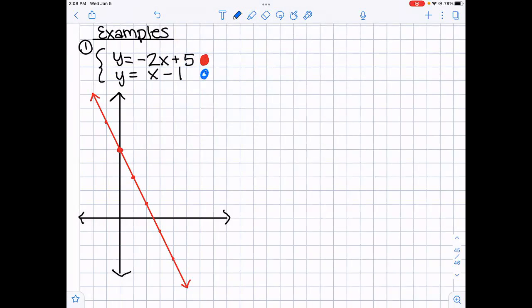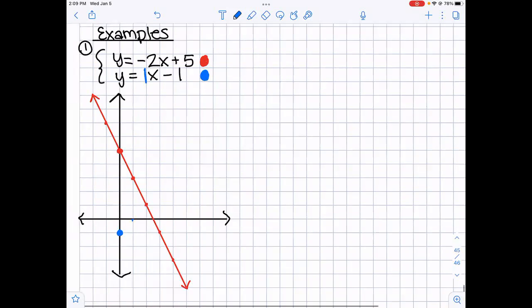Okay, the second line, I'm going to graph it in blue. On the second line, where are we starting? Negative 1. Okay, so then what is the slope of the second line? Up 1 over 1, right? Because if there's not a number, there's a 1. So we're going to go up 1 over 1 until we run into the other line. Wait, are we starting in the negatives because it's minus? Yes.